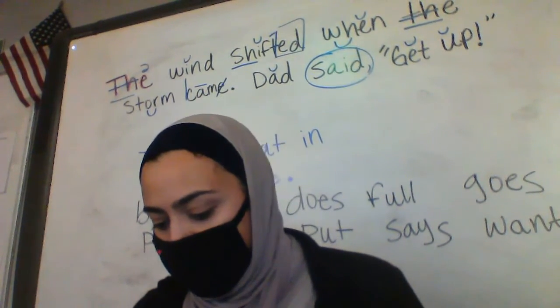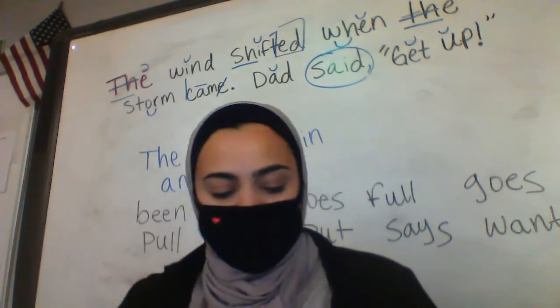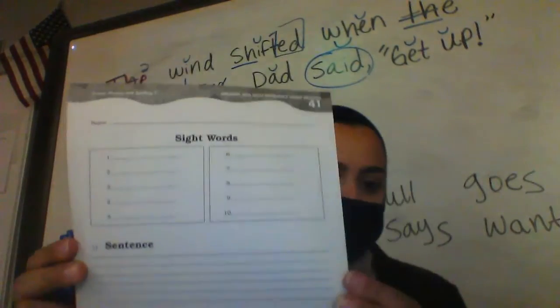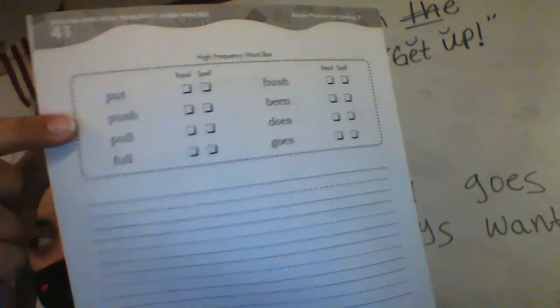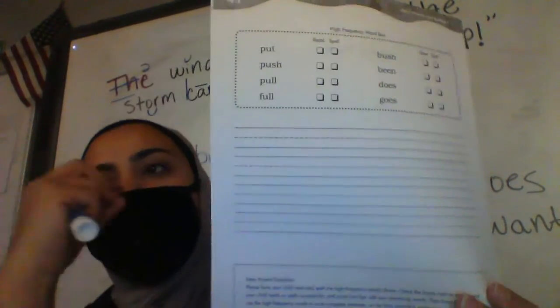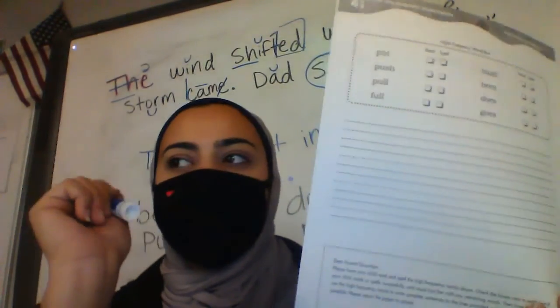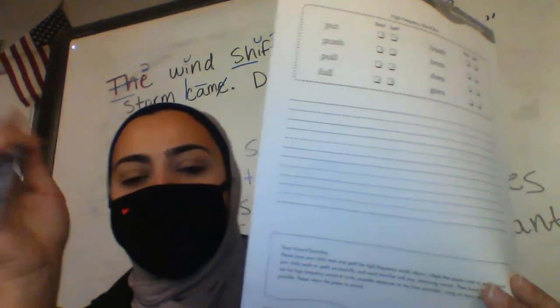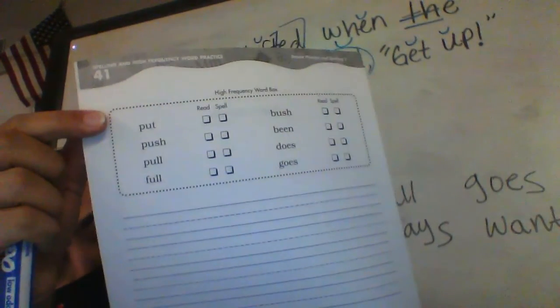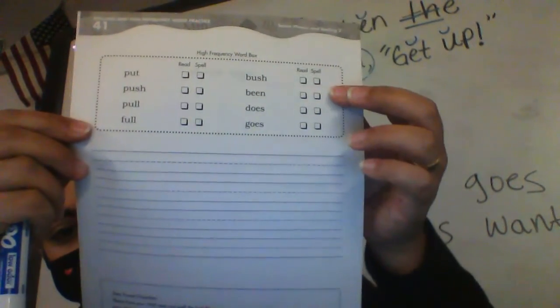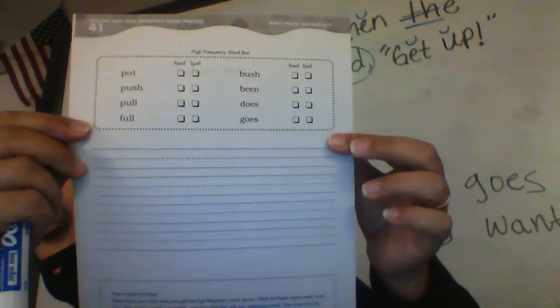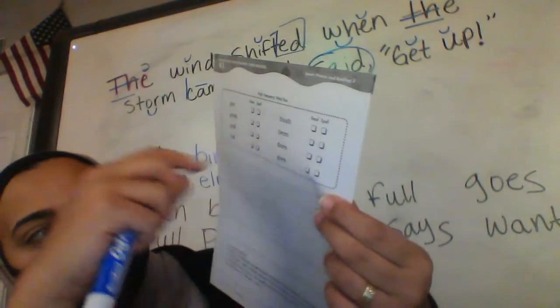Now, oh yeah, and the back of your high frequency word spelling list, we did the front, which is this, and then we did the sentence. On the back, let's read these words together. As we read them, I want you to check them off. Put, push, read them with me. Put, push, I don't see everybody. Leah, Christian, Dominique, Amariah, you need to be reading with me. Put, push, pull, bush, bend, does, goes. Then you need to write them one time here.